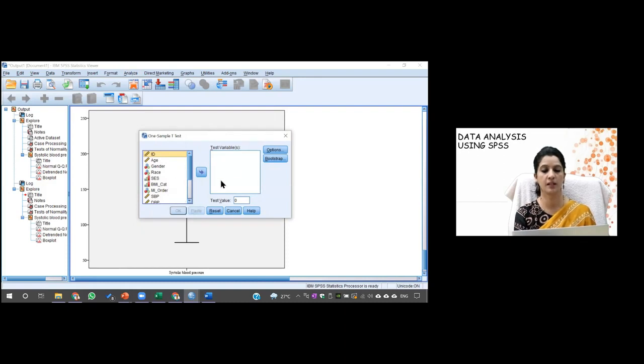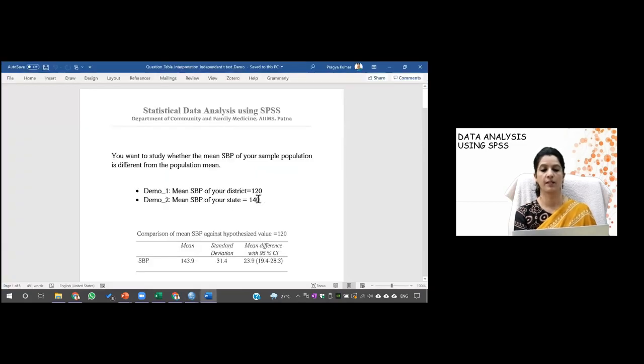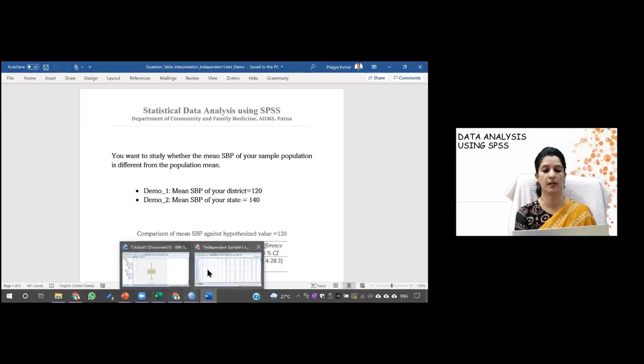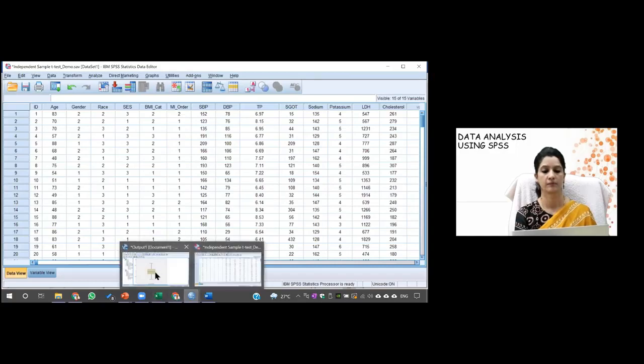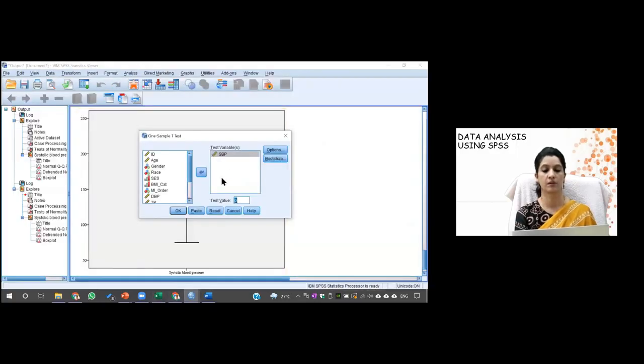Now you can see the test variable. My test variable is the systolic blood pressure. Now I have to compare this with some known standard. What was that? It was 120 for the district and 140 for the state. If you see the question, I have to test for 120, which was for the district, and 140 was for the state. So what I'll do, I'll go back. So this was the command.